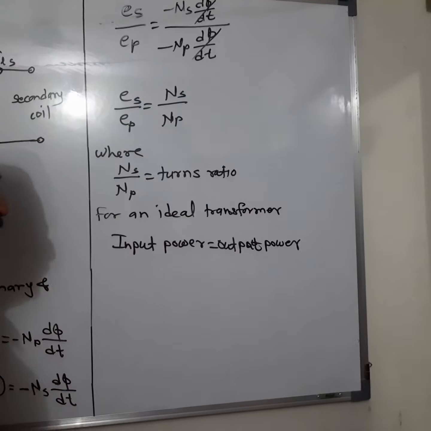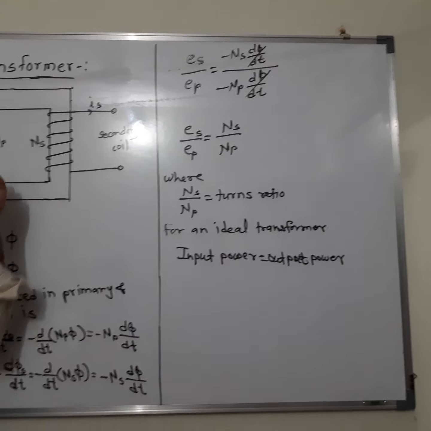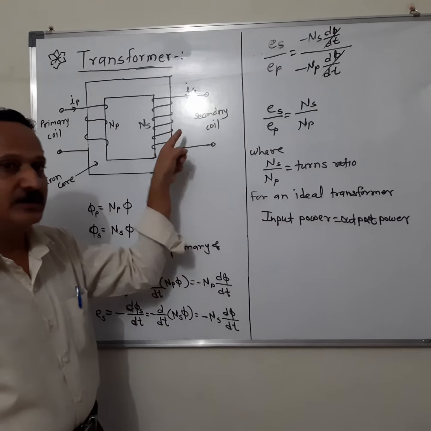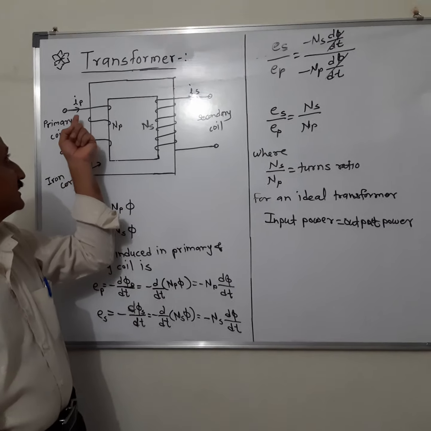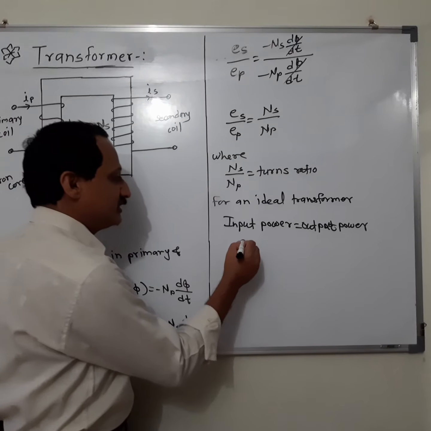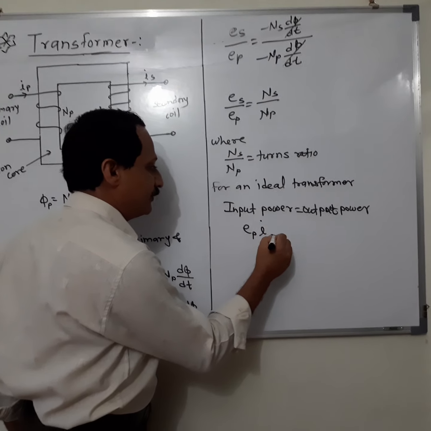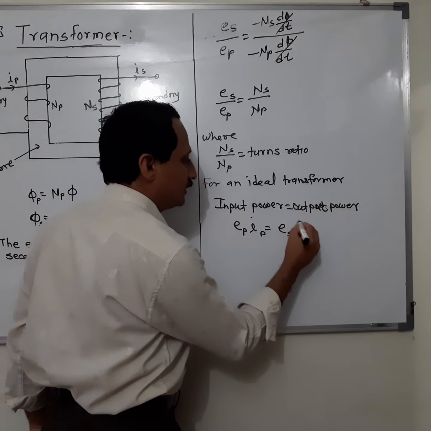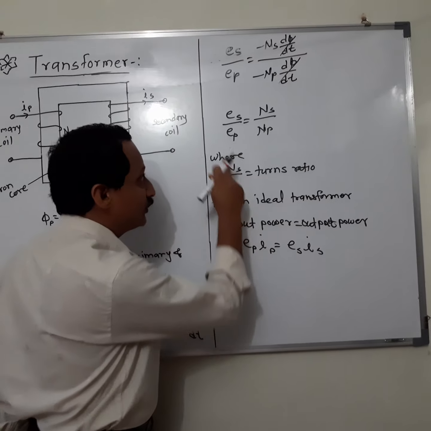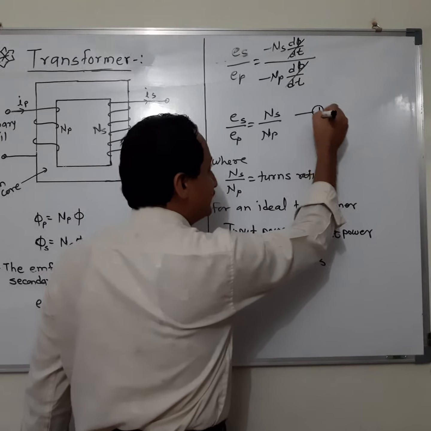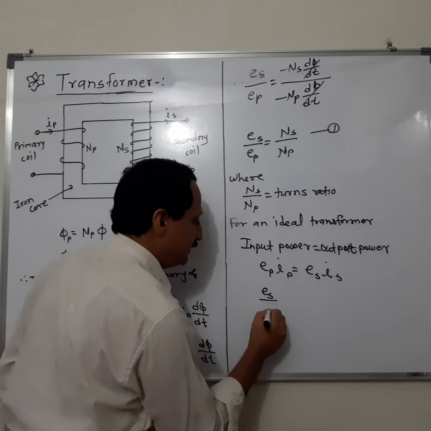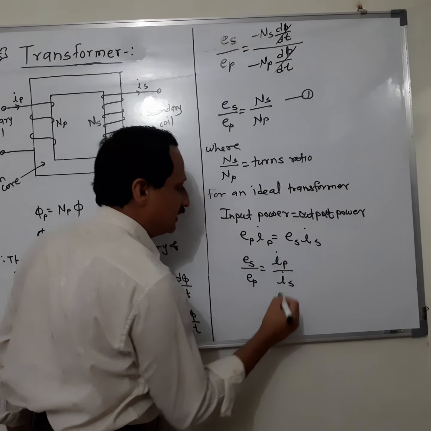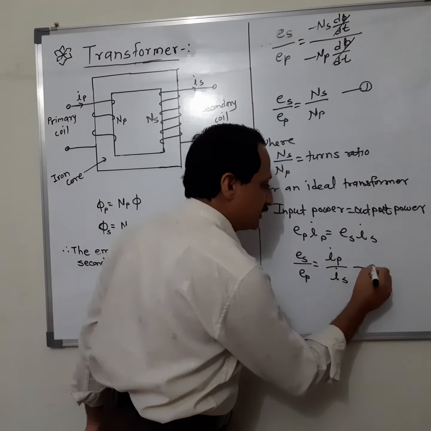So how much is the input power? Power is the product of EMF and current. Input means primary, output means secondary. So current in the primary is IP and EMF induced in the primary is EP. So EP into IP is equal to what? Output power, ES into IS. This is equation number 1. So ES by EP we have to find out in the same way. ES by EP is equal to IP by IS. Call this equation number 2.